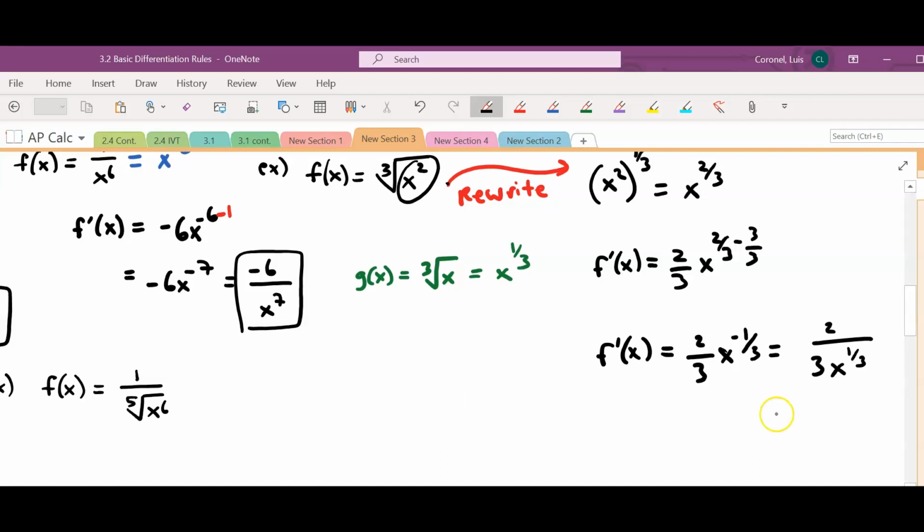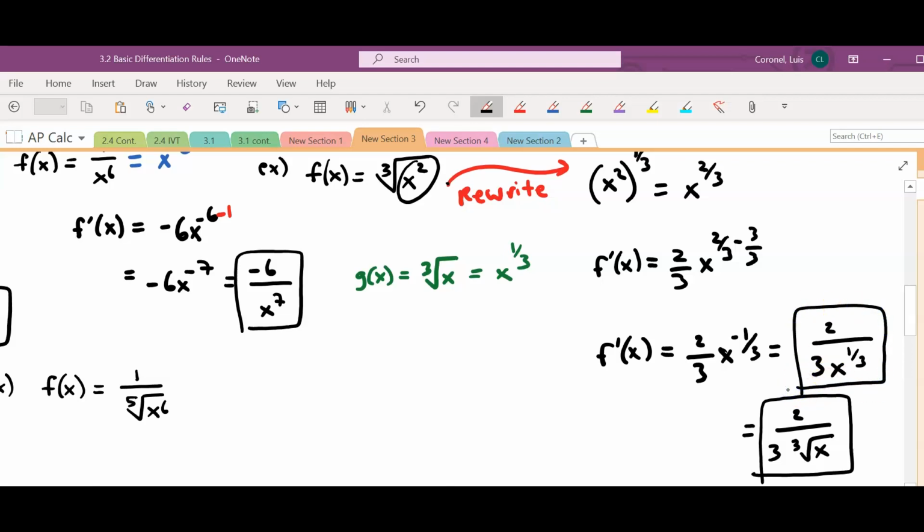And if I wanted to, I could rewrite that one more time. I could say it's 2/3, and this is the cube root of x. This is the final simplified answer. The cube root of x is the same thing as saying x to the 1/3. Those two are the same.